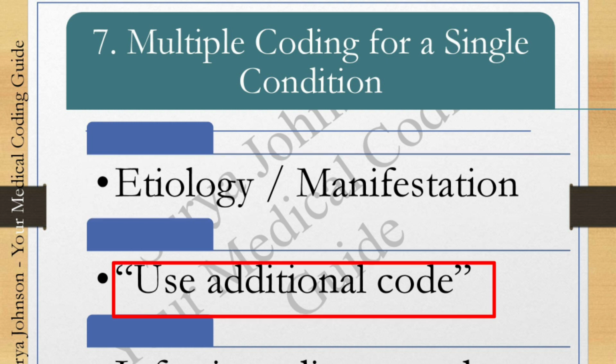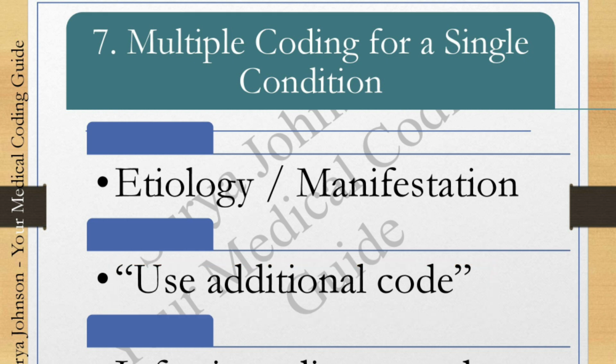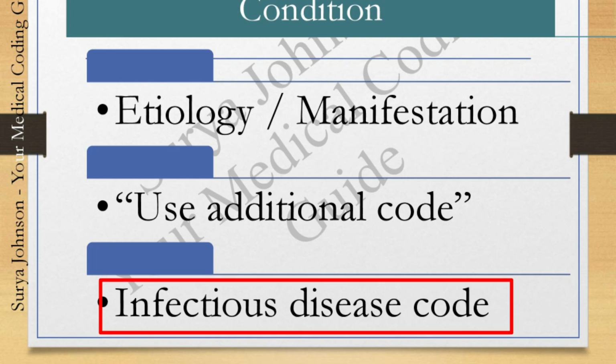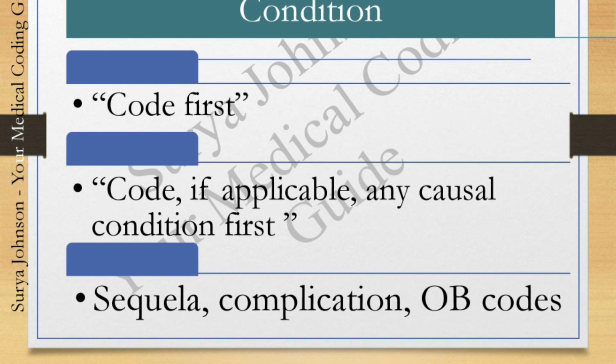Whenever there is the words use additional code, if any applicable condition or symptom is listed below the diagnosis under use additional code, then you will be using multiple codes. The other one is the infectious disease code. When there is an infectious disease, you'll code the infection and then the disease that is caused, so there are multiple codes. And then the other one is code first. Wherever you see a code first note, it means before coding the diagnosis, you have to code some other diagnosis first, which will be listed below the code first note. So it needs multiple coding for a single condition.